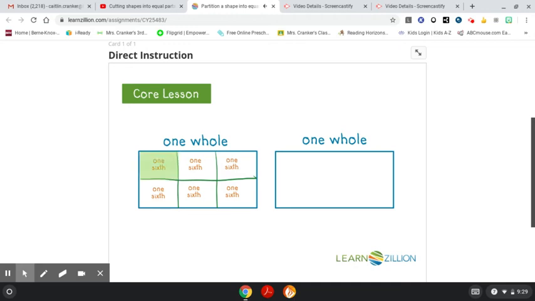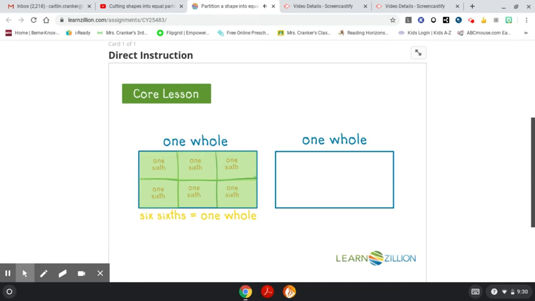Here I have 1/6. This is another 1/6, another 1/6, another 1/6, another 1/6, and a last 1/6. So 6/6 make up the one whole.